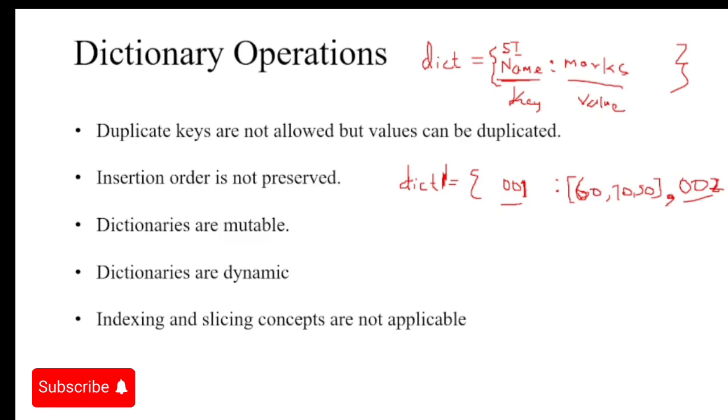I want us to understand that we have these student keys, and these keys should not be duplicated. That is what we mean. And then we have the student marks. We can have duplicate marks, like 60, for different students. So that is how we create a dictionary.